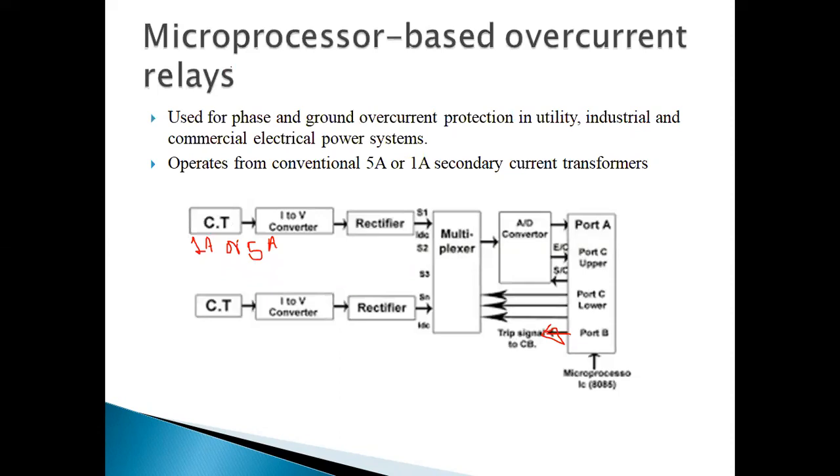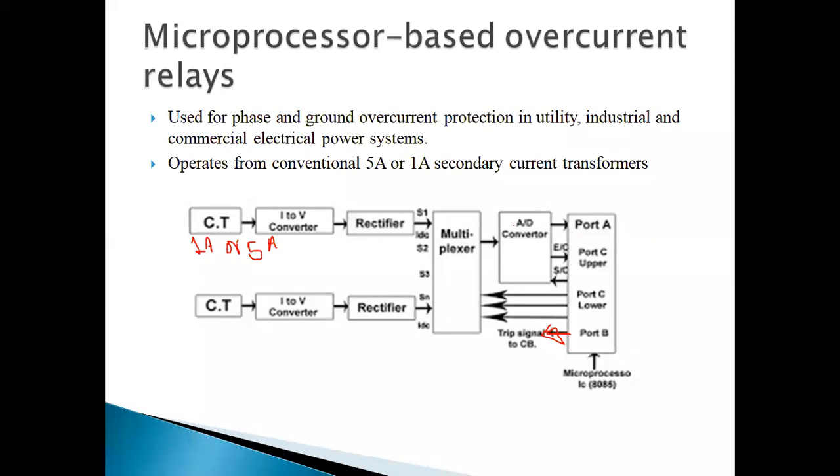But in microprocessor based relays we are using a processor, and the programming is done in this processor. Some fixed value is set there, and when it is compared, only then will you get the output signal. If the value is less than the preset value, your relay will not work, and if it is greater, your relay will work.